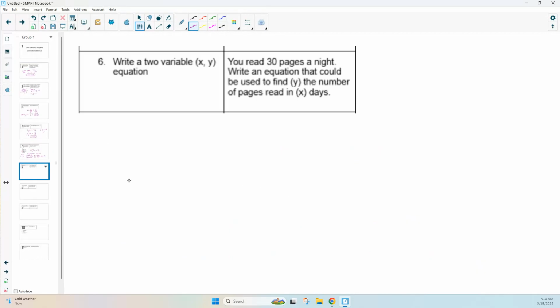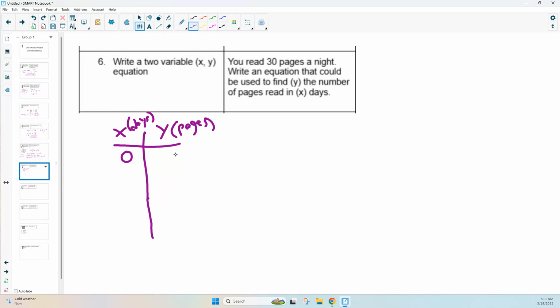Write a 2-variable or an XY equation based on a situation. You read 30 pages a night. Write an equation that can be used to find y, the number of pages read in x number of days. So we have 2 variables here. We have the days, which is x, and we have the number of pages, which is y. Let's plug in some numbers.